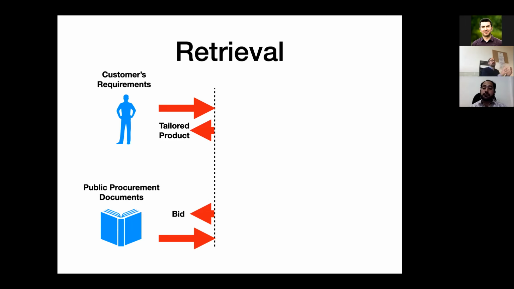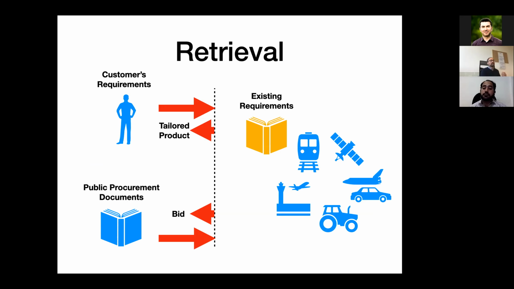I mentioned retrieval. You may want to retrieve your requirements. Why? Because a new customer can come after you've developed a set of products and you want to reuse as much as possible of the products that you developed. Therefore, you use your requirements database, let's say, as you would use Google. So the customer requirements become a query. You get the existing requirements. You are able to link the requirement to your software, and then you can provide a tailored product.